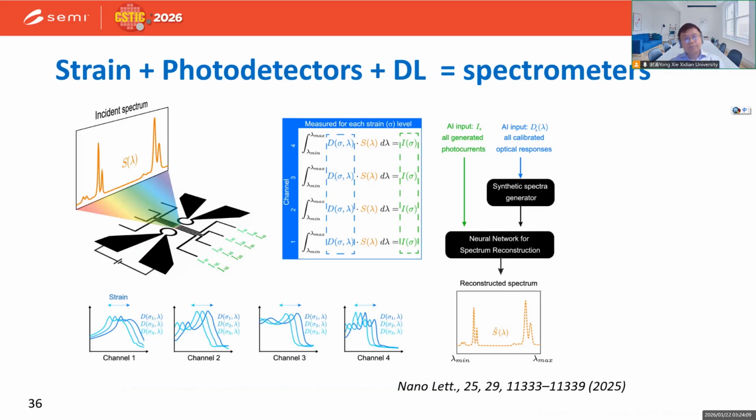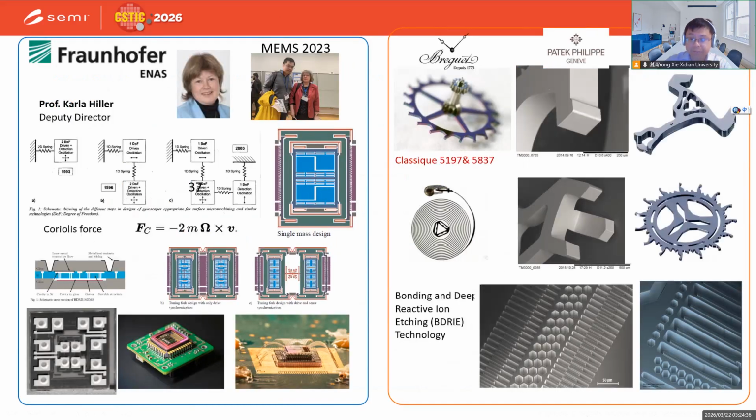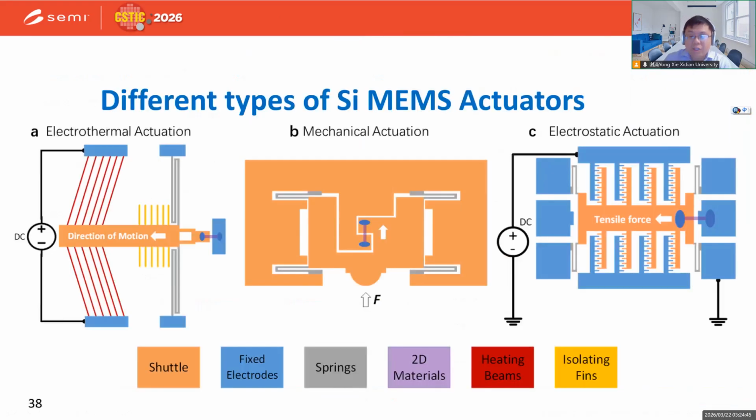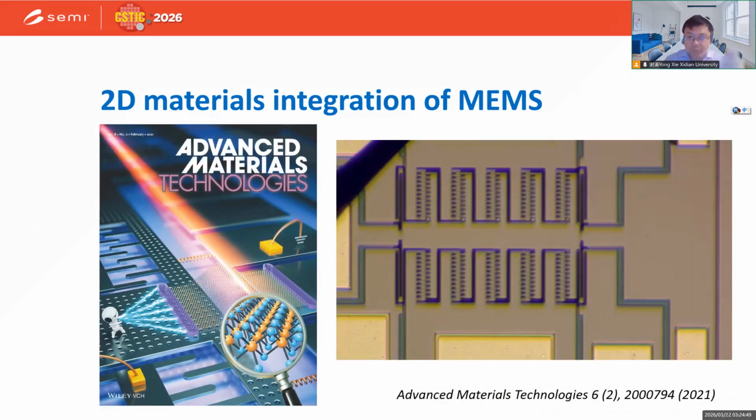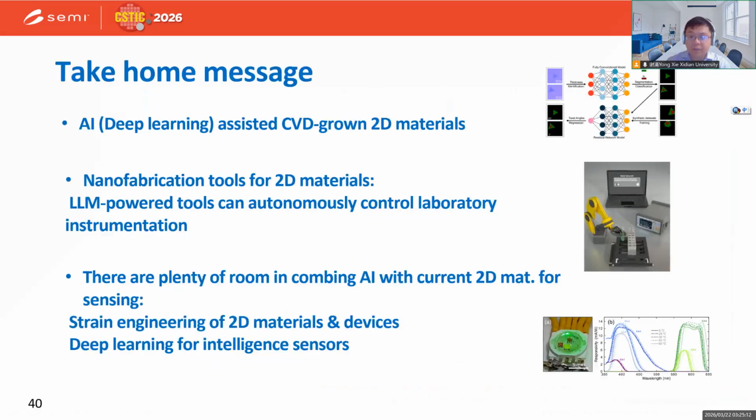Then using this simple platform, we can have photodetectors already, but if we use strain to tune the response curve of the photodetectors, plus deep learning, we can have high accuracy and small-sized reconstructive spectrometers. Because I also have my own experience on MEMS technology, why not combine MEMS with 2D materials, using the simple idea as before that we can use MEMS to stretch or compress 2D materials to change their electrical or optoelectronic properties. In this case, we can have high accuracy reconstructive spectrometers. We are working on that at the moment.